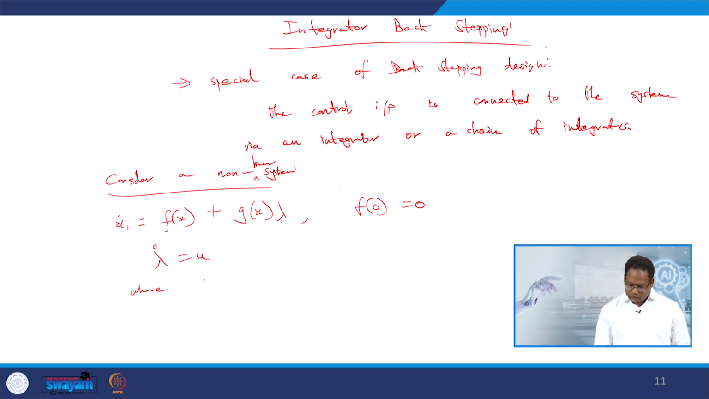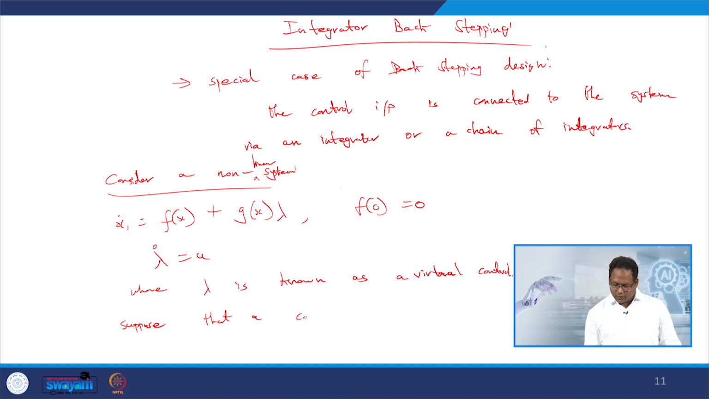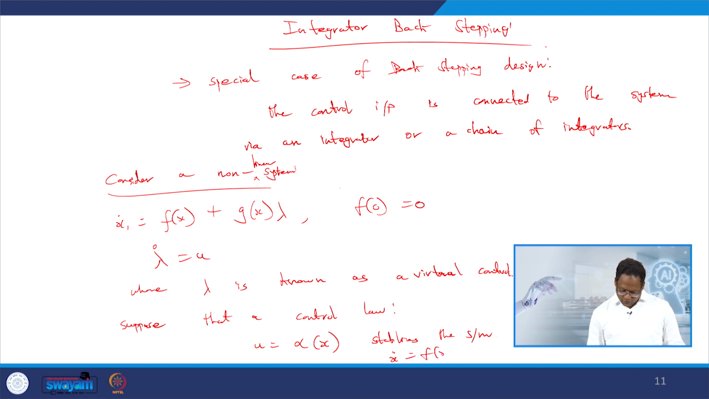where lambda is known to be a virtual control. Suppose that a control law given by u equal to alpha of x stabilizes the system x dot equal to f of x plus g of x into u.